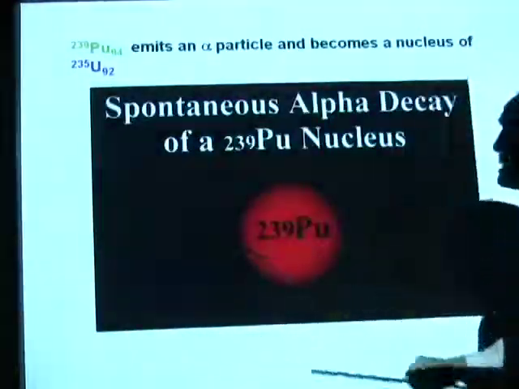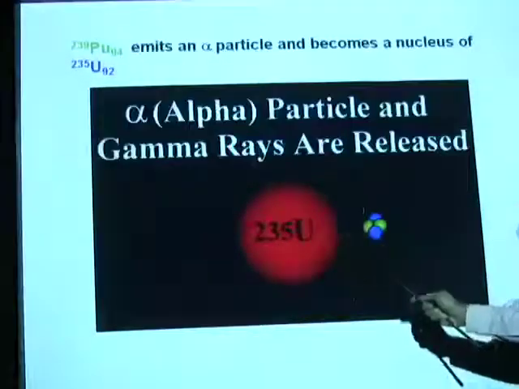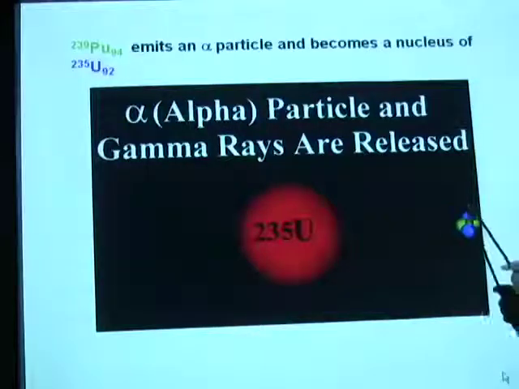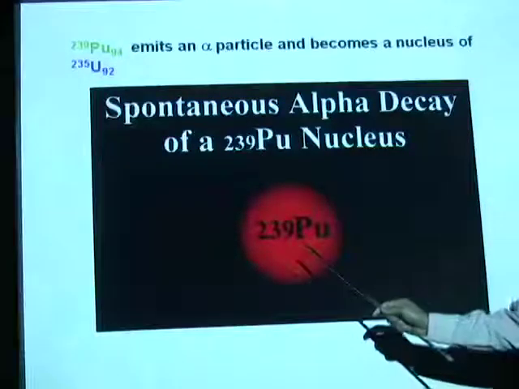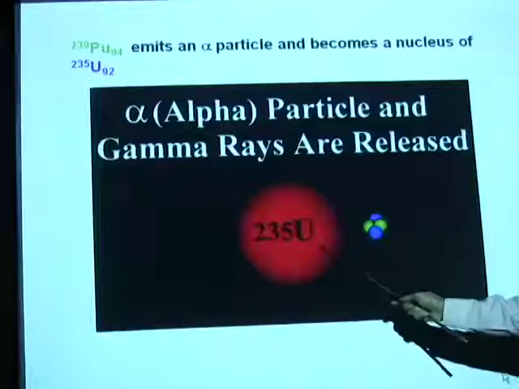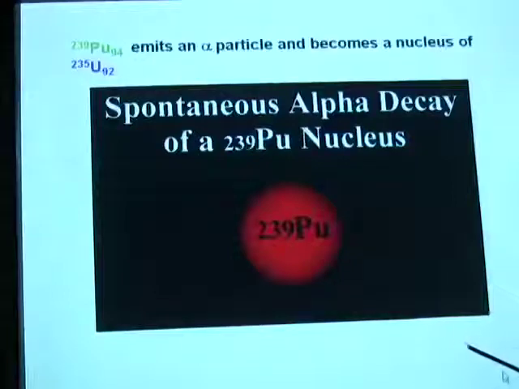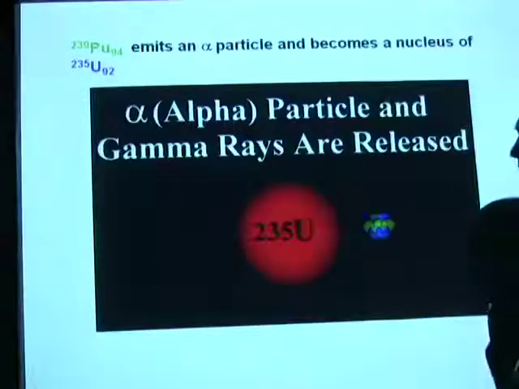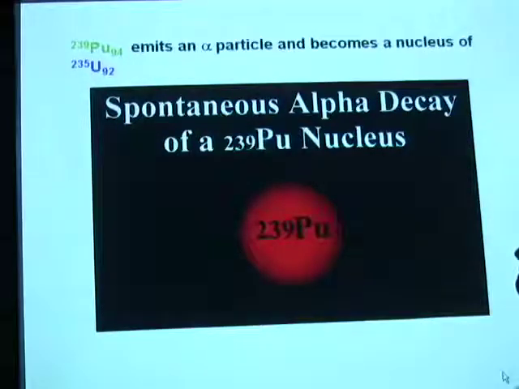An important information. Now here I have an animation of that. This is plutonium 239. It emits an alpha. What is remaining is uranium 235. Look at that again. Plutonium emits an alpha, leaving behind uranium 235. Now that is the spontaneous alpha decay. We call it the spontaneous alpha decay.